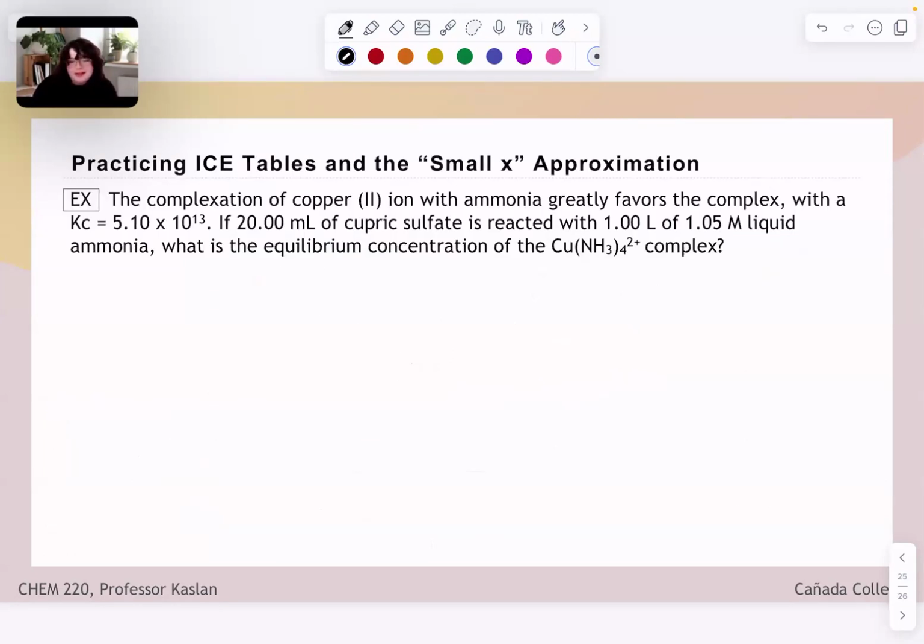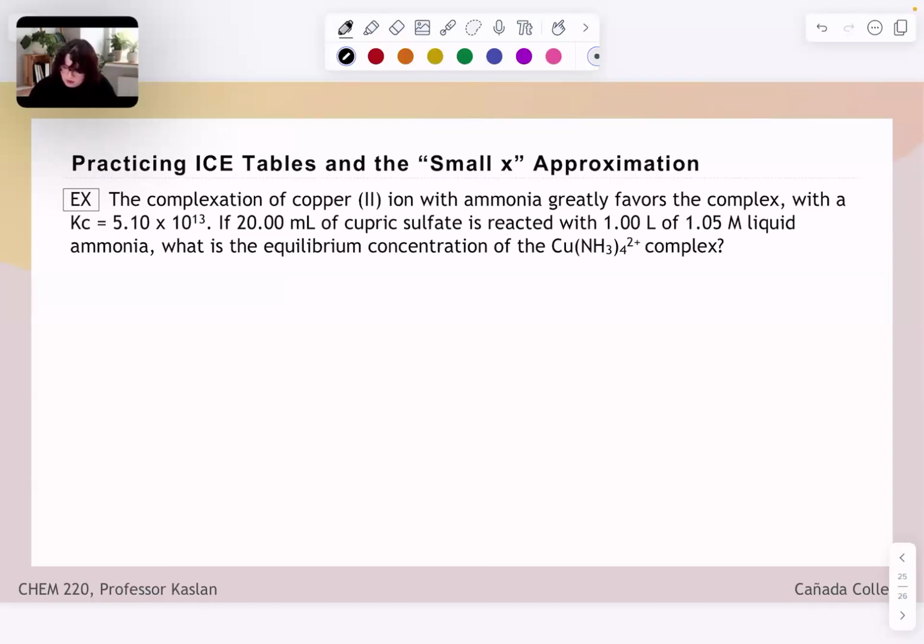So let's practice this. So we have here a complexation reaction. The complexation of copper 2 ion with ammonia greatly favors the complex with an equilibrium constant of 5.1 times 10 to the 13. Again, this is a gigantic equilibrium constant. So this is signaling to me that I'm going to have to treat the system as though it has run to completion and then shift it to equilibrium from there.